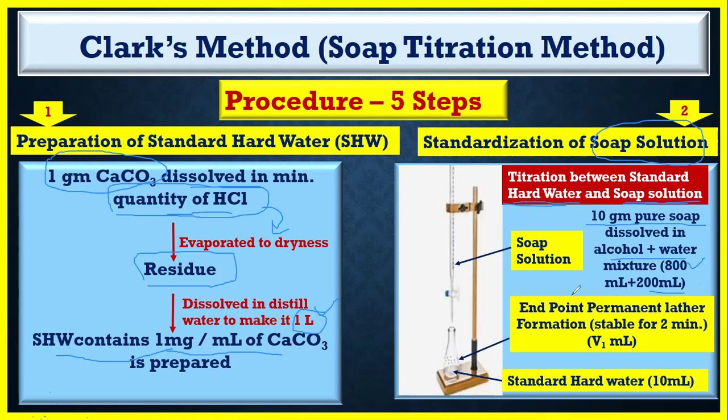with the soap solution. In the conical flask, we are taking 10 ml of standard hard water and titrating it with the standard soap solution which we have prepared. The endpoint of the titration is the persistent lather formation. Suppose this reading comes out to be V1 ml. So this is the standardization, or the second step of our titration. First step is the formation of the standard hard water, and second step is the standardization of soap solution.